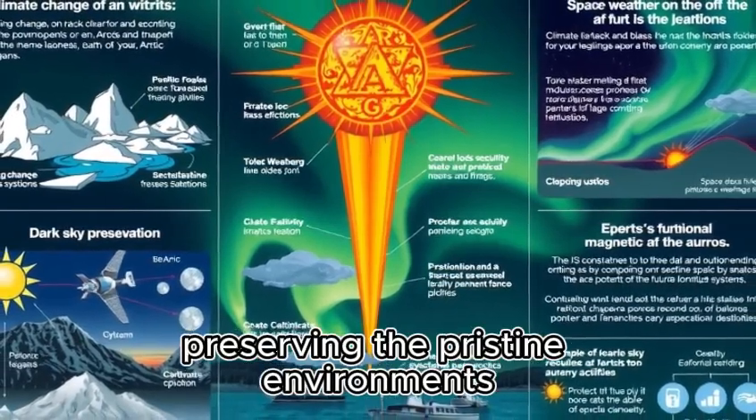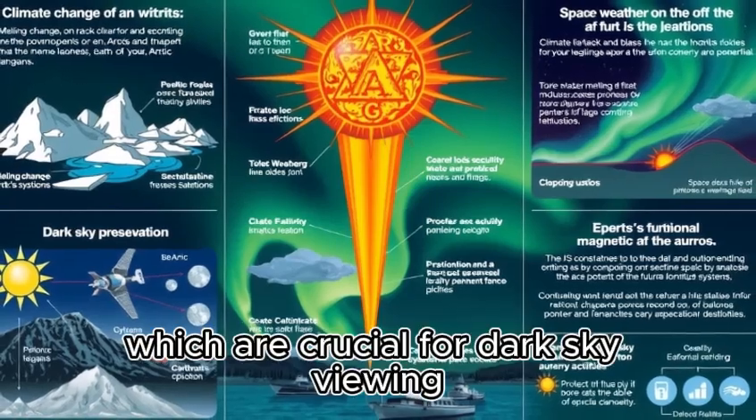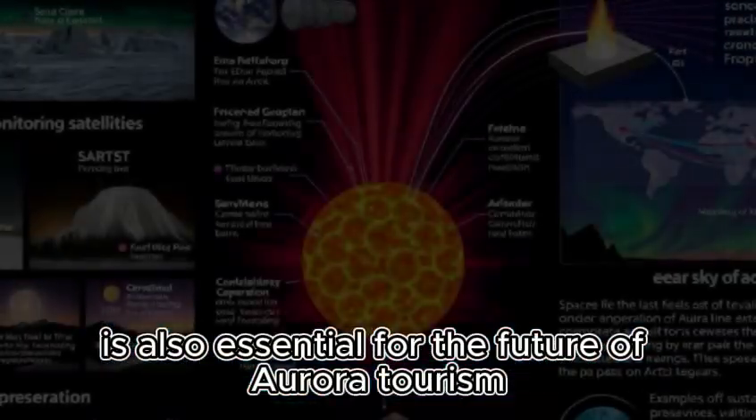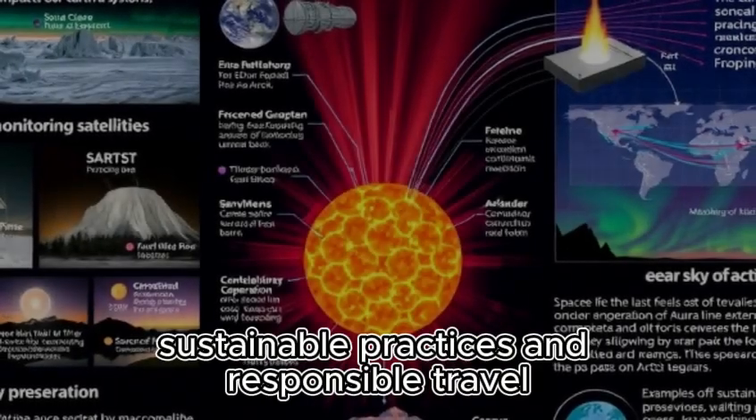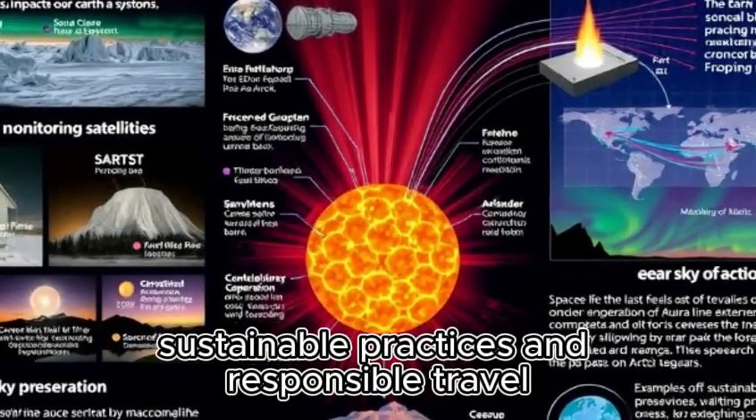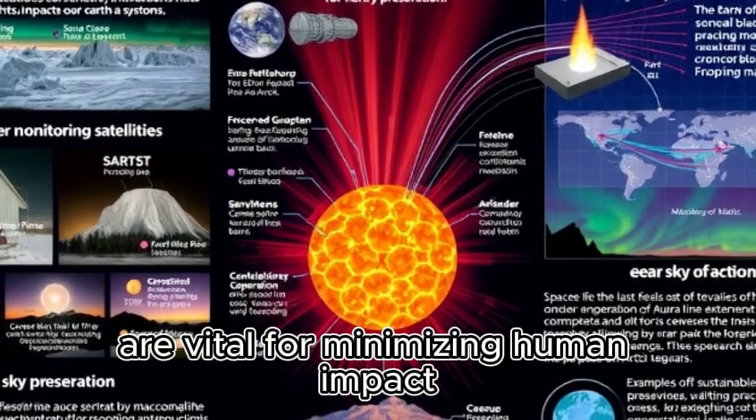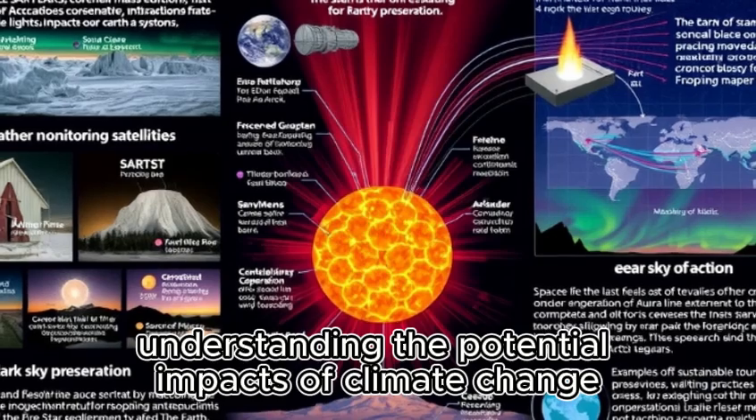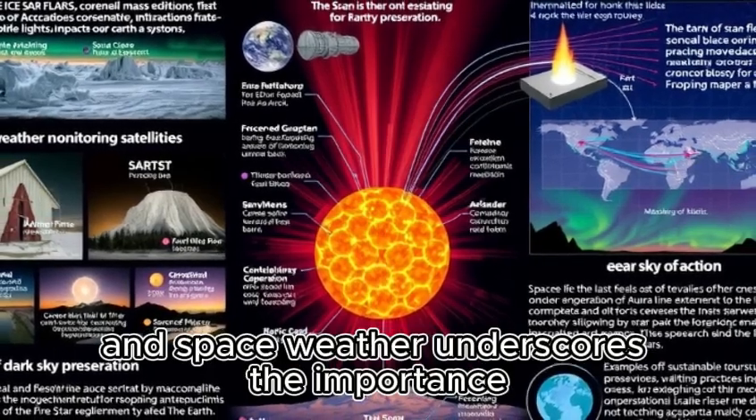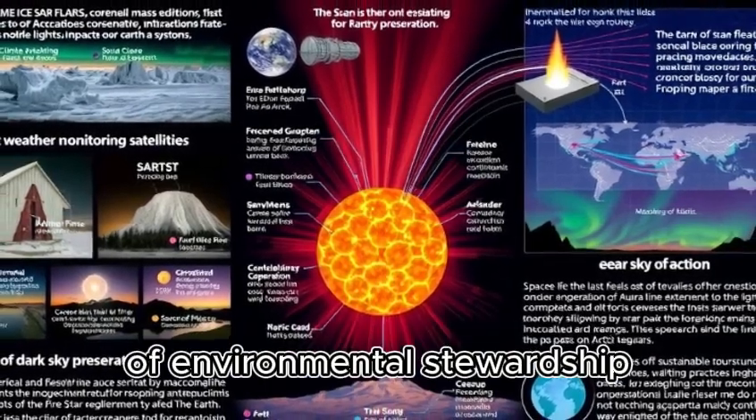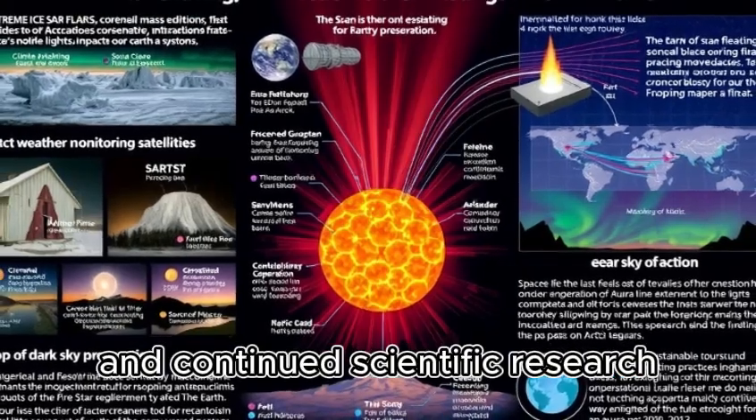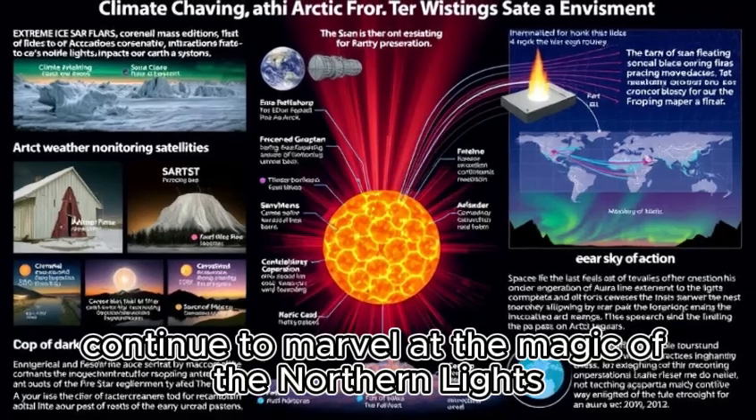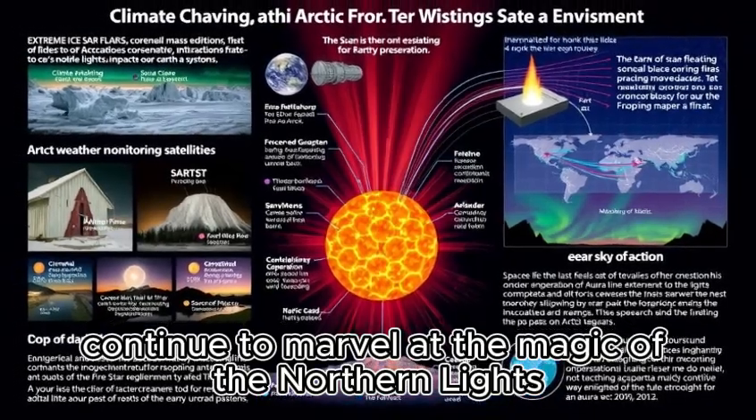Preserving the pristine environments of the Arctic regions, which are crucial for dark sky viewing, is also essential for the future of aurora tourism. Sustainable practices and responsible travel are vital for minimizing human impact on these delicate ecosystems. Understanding the potential impacts of climate change and space weather underscores the importance of environmental stewardship and continued scientific research to ensure that future generations can continue to marvel at the magic of the Northern Lights.